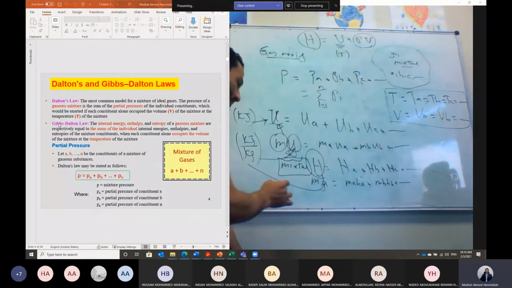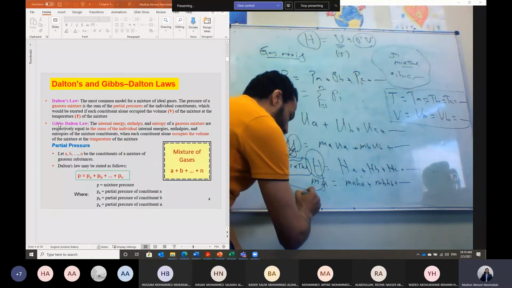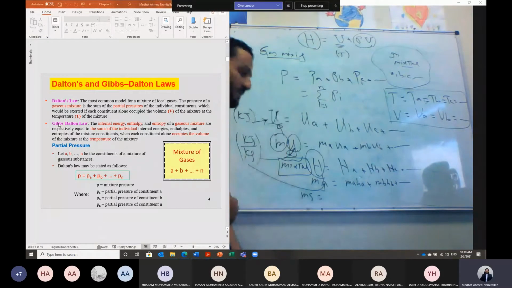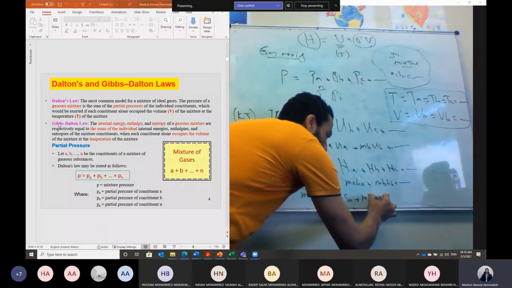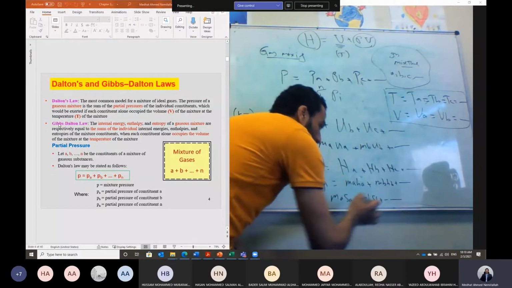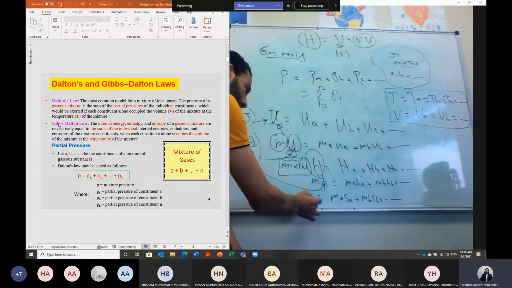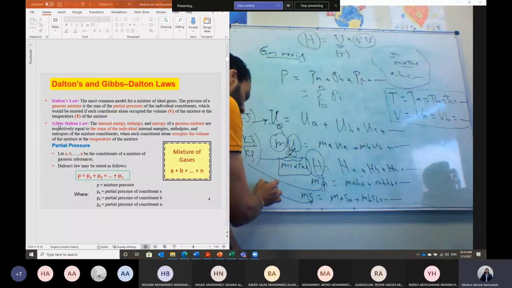One last important property is the entropy. We can say also mass multiplied by the specific entropy. That should equal mass A multiplied by specific entropy sA plus mass B multiplied by specific entropy sB, plus so on. The specific entropy is calculated in kilojoule per kilogram Kelvin.